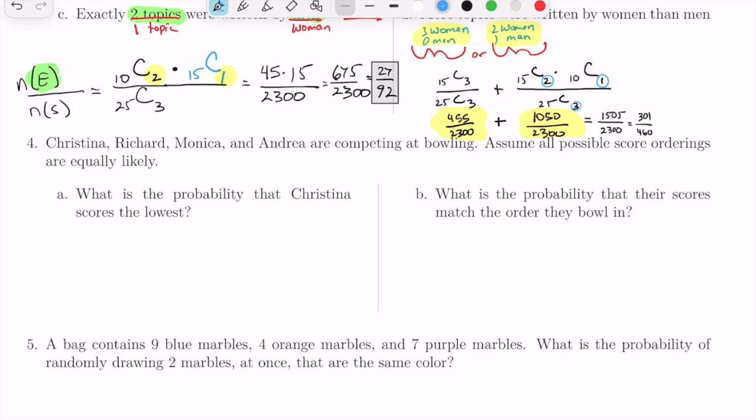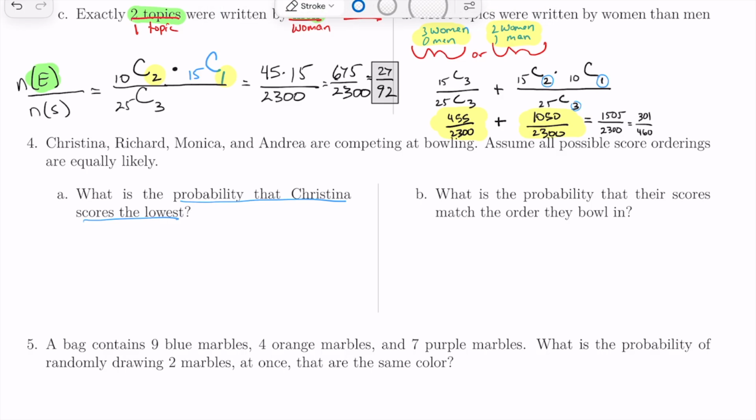Well, I'm going to show you two different ways to think about this. The first way, what's the probability that Christina scores the lowest? Well, if she's bowling with four people and they're all equal bowlers, then guess what? She has a 1 out of 4 chance of being the worst bowler. There's 4 bowlers, she's one person, 1 out of 4 being in last place. She also has a 1 out of 4 chance of being in first place. Okay. So some of these you really can just reason out like that.